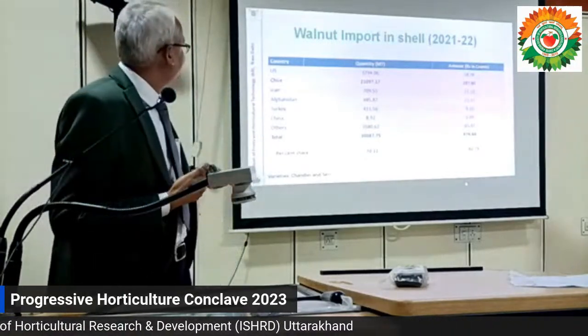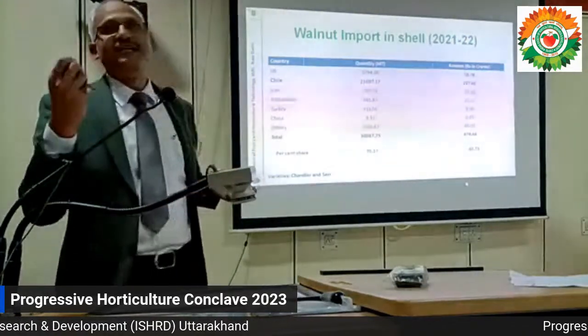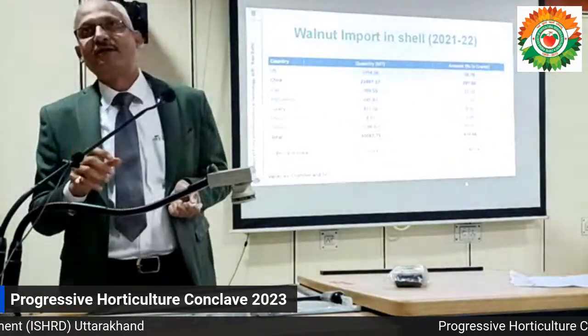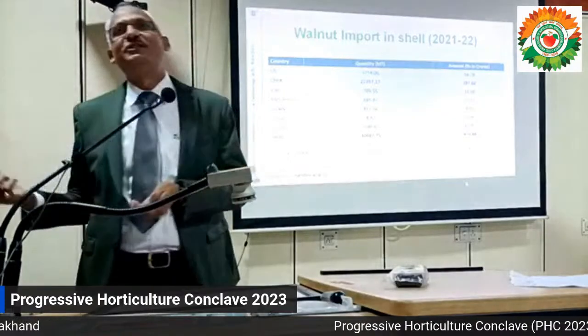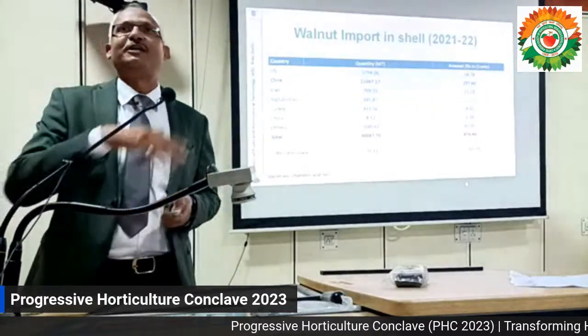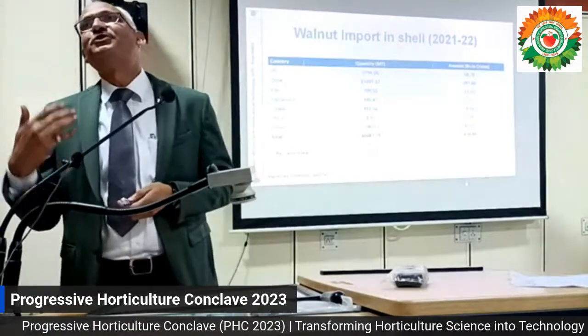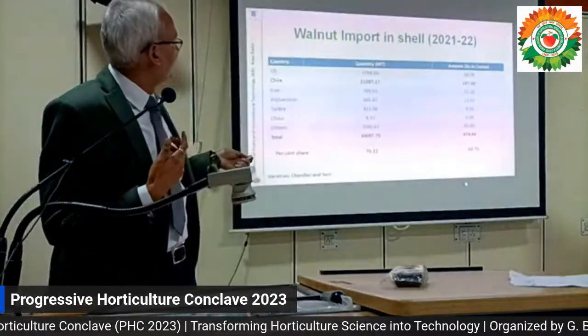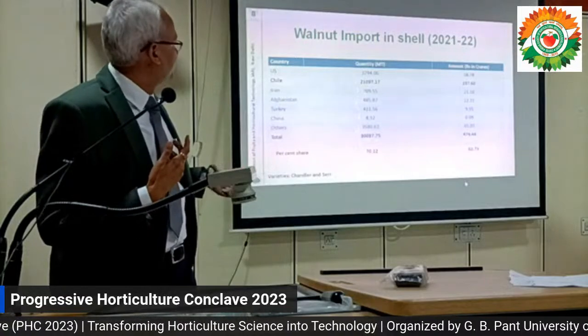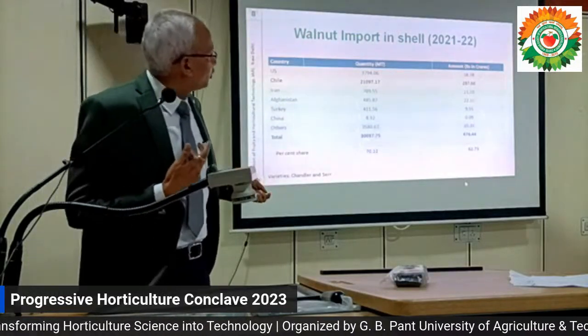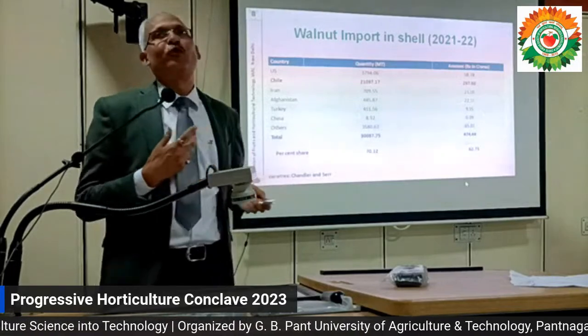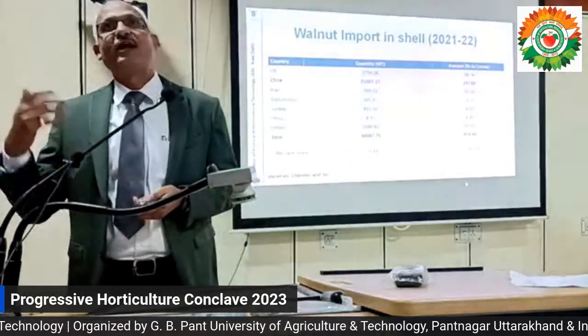This is very interesting: one variety is Chandler, which was developed by the US, but its planting material was imported by Chile, and now Chile is producing better quality Chandler walnut as compared to the US. So our maximum import of walnut is from Chile. Around 70% of our import is from Chile, and in total we spend around 474 crore rupees to import walnut to cater to our domestic demand.